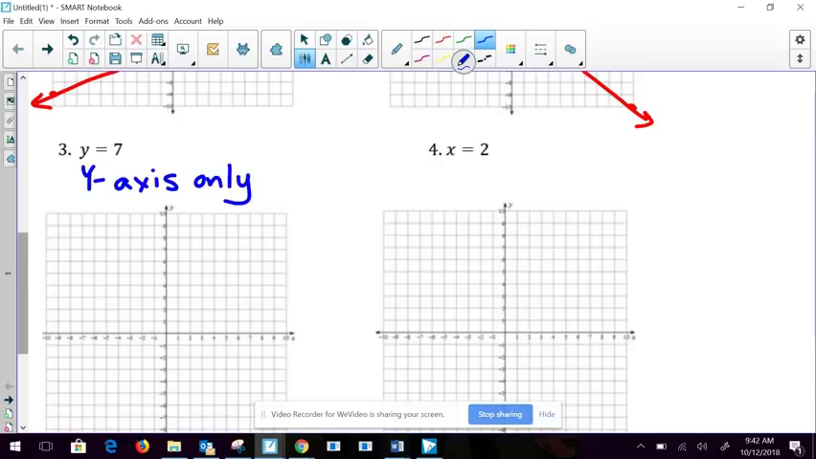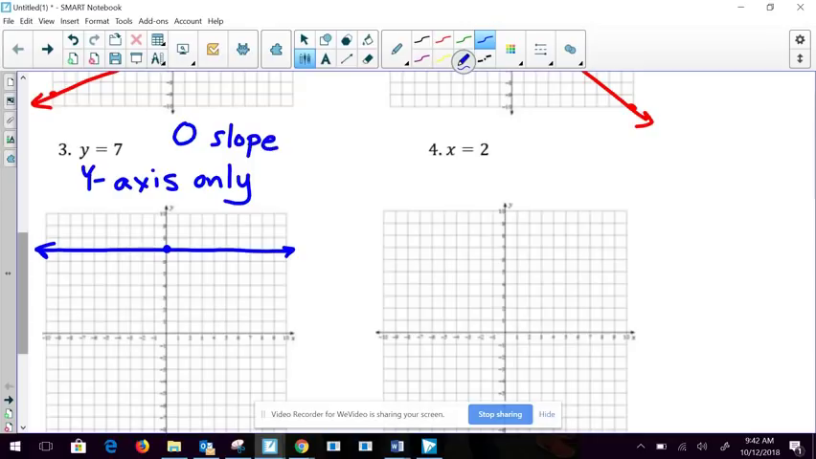So if I find 7 on the y-axis, again, the lines are fuzzy, so just count up to your 7. 1, 2, 3, 4, 5, 6, 7. I put a dot on it. And because it's only going to be going through the 7, that's the only place it's going to hit, this is going to be our horizontal line, also known as our zero slope. So the y equals equations are our zero slope lines.